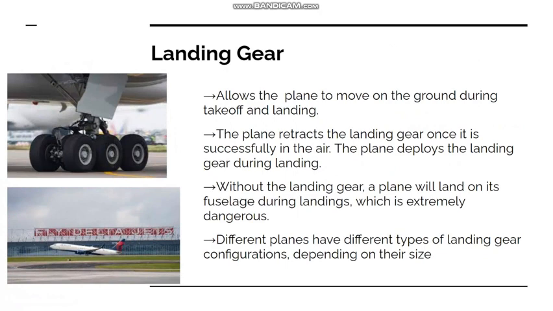Without the landing gear, a plane would land on its fuselage during landings, which is not at all good. It is extremely dangerous. And different planes have different types of landing gear configurations depending on their size. So this is an example of the landing gear. And this is an example of a plane using this landing gear to take off. And once it's in the air and doesn't need them anymore for a while, it'll retract the landing gear. Retracting the landing gear will actually decrease the drag felt by the plane, which is what aircraft manufacturers like. And we'll go into more detail on this in the next few sections.